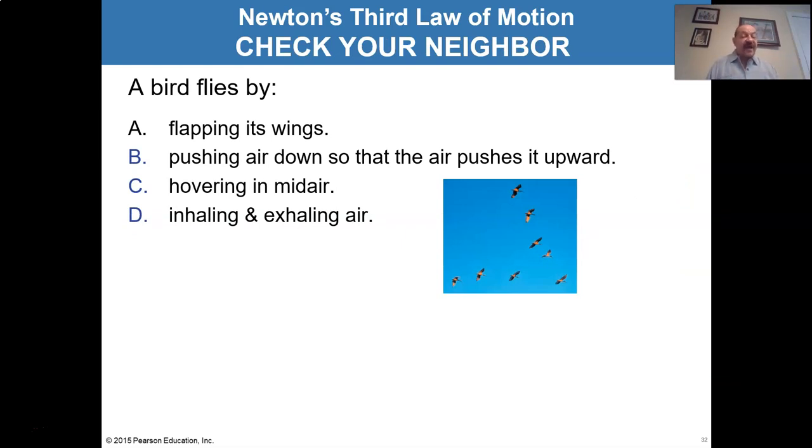A bird flies by: A, flapping its wings, pushing air down so that the air pushes it upward; C, hovering in midair; D, inhaling and exhaling air. Well, hopefully by now you realize from the example of the helicopter that it's doing similar things. In fact, helicopters were designed in part due to studying the motion of birds and some insects as well. This went back to the time of Galileo.